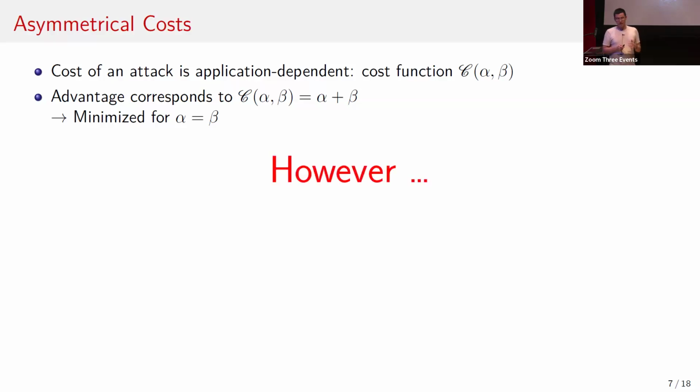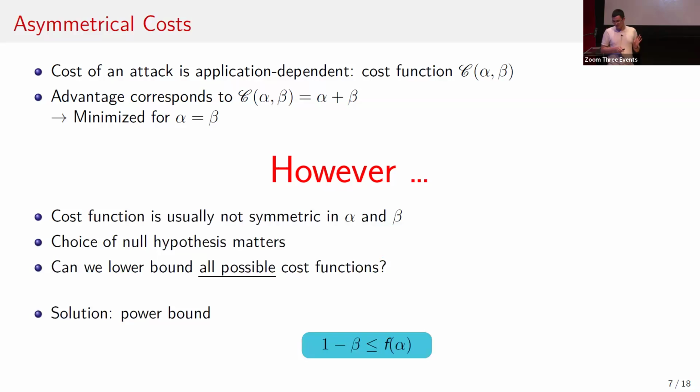As mentioned before, from the previous examples, you can see that in practice the two rates are usually asymmetric. While in the case of statistical distance, you just assume that alpha is equal to beta. This is something that can be shown and was previously proven in other works on hypothesis testing. But the cost functions in practice are usually not symmetric. Statistical distance says that whether you choose the null hypothesis as the ideal world or the real world doesn't matter, but in the general situation it does matter. So the question here is whether we can lower bound all possible cost functions. This work provides a solution by bounding the success probability of rejecting the null hypothesis as a function of the false positive rate.